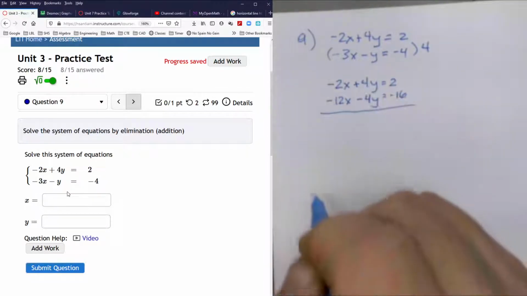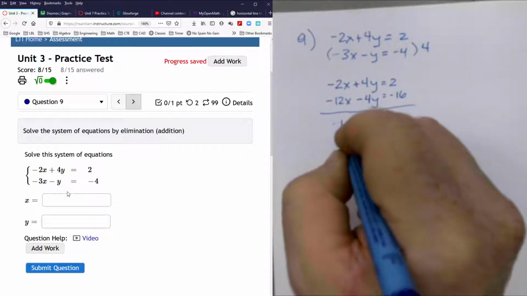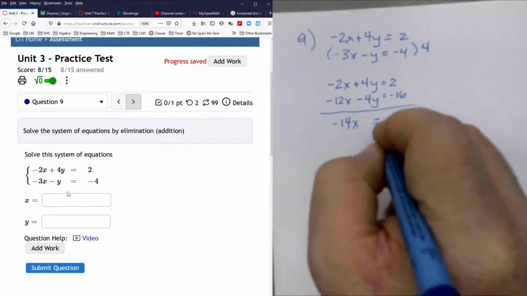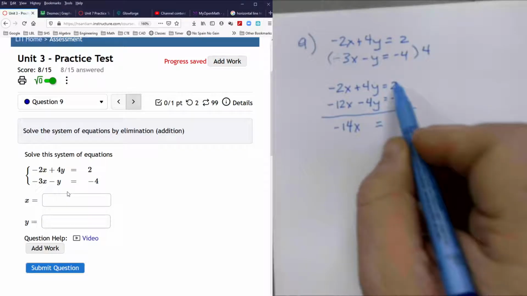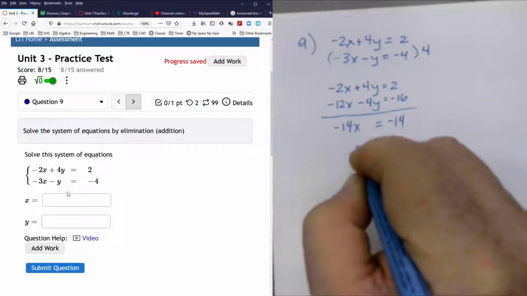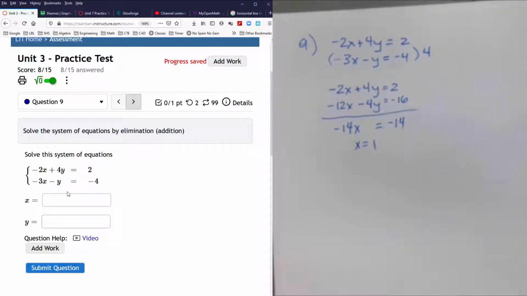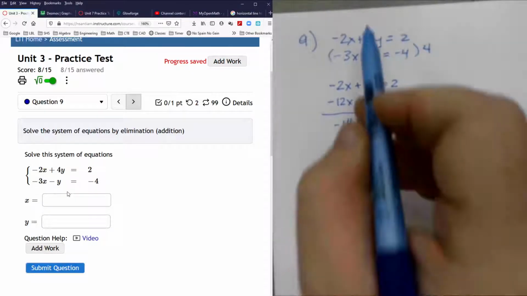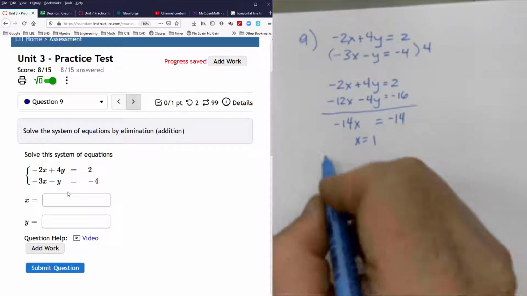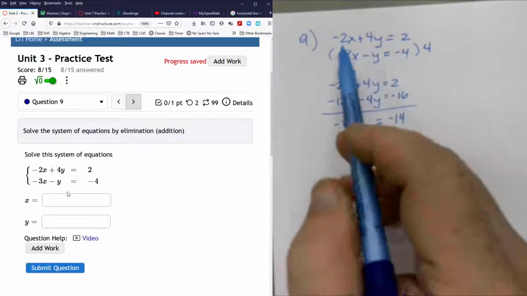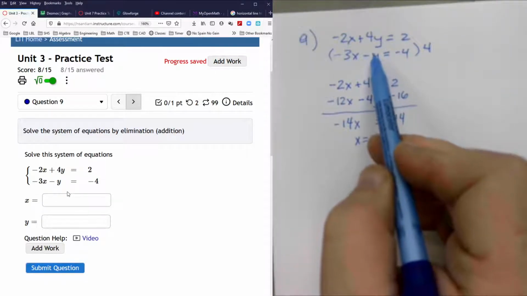Now I can just combine these two equations. So I get negative 14x is equal to, those go away, negative 14. And so I know that x has got to be 1. So I can take that x, I can plug it into any one of these equations here to figure out what y is. I'm going to go ahead and plug it into this equation right here.